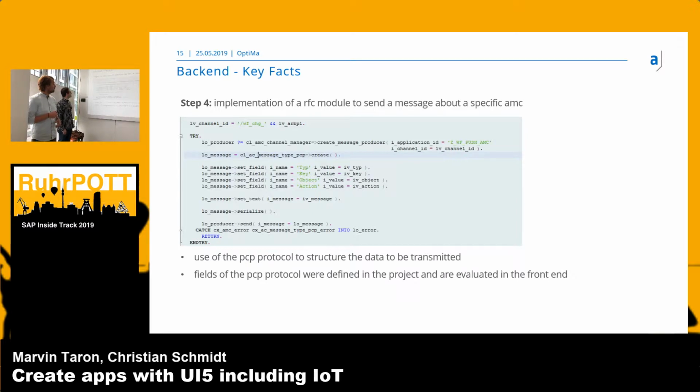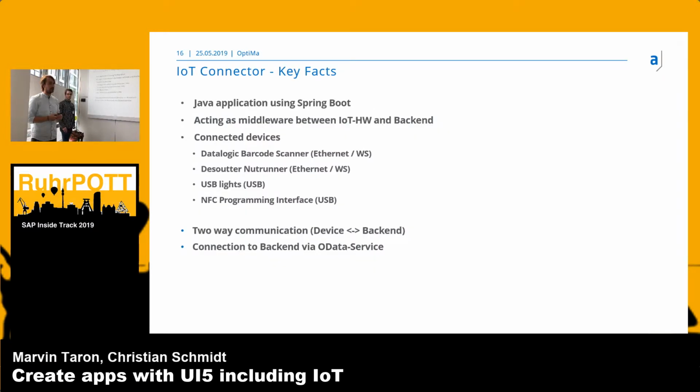The sending module is an RFC function, and here we can select the messaging channel where we want to send it, and these are the fields in the PCP protocol. These fields are defined in the project, so it's not defined by SAP, so you can choose which keys you want to structure your data with, and then you can fill it here. These are the key facts for the backend, and then I will continue with the rest.